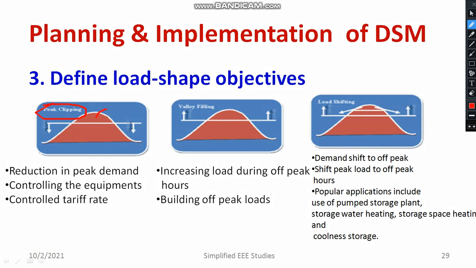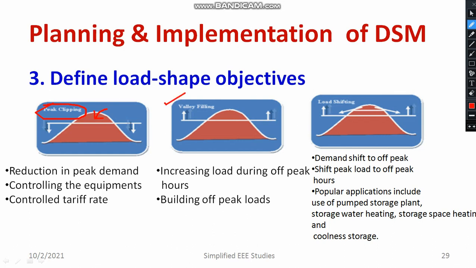So this is actually the peak. You are trying to remove the peak portion. The usage of energy during peak hours will be reduced, by controlling the equipment and the tariff rate, and the customer will be controlling the usage of energy during peak hours. Second point is valley filling.